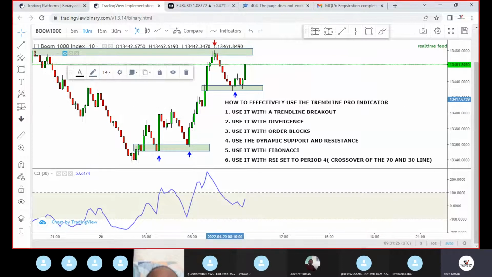All right, so let's go back to the MT5 platform and then use these rules. So we're going to be starting with the trend line breakout. We'll move to the divergence, we'll move to order blocks, we'll move to Fibonacci, and then we'll move to RSI period 4. And then I can entertain questions and then we'll call it a day.